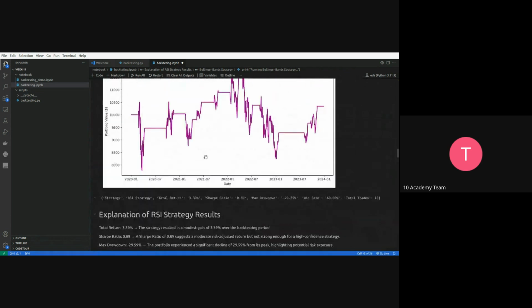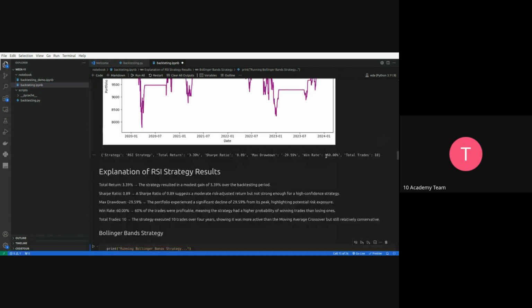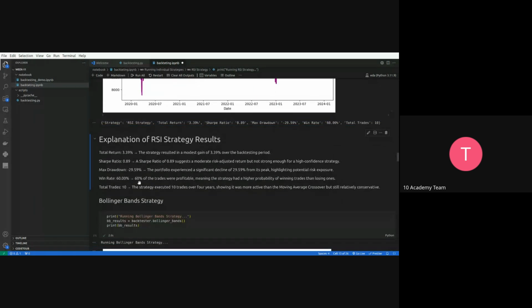This is for Bollinger. For this, I think there is a 60% winning rate during this time, and you can see the win rate is 60%, meaning 60% of trades were profitable.